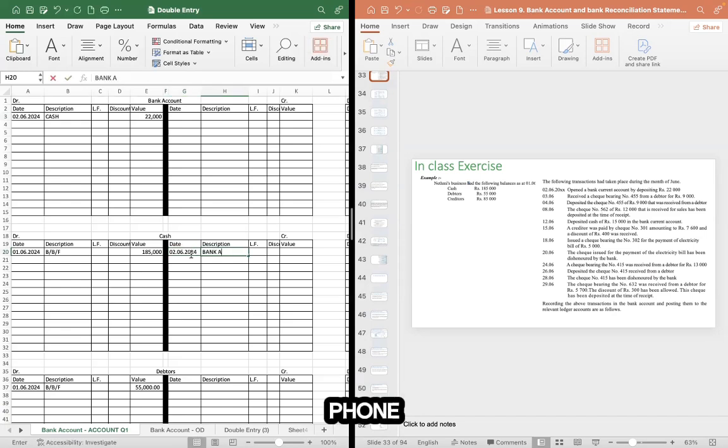Then on cash account we put the date and bank account. Bank amount is 22,000. Okay, did you all understand that particular transaction?